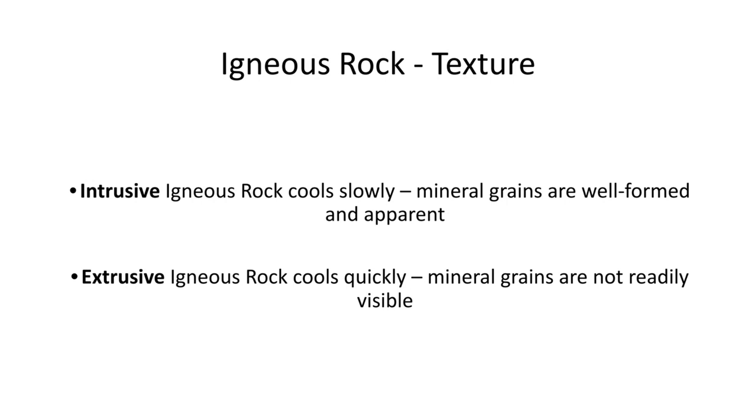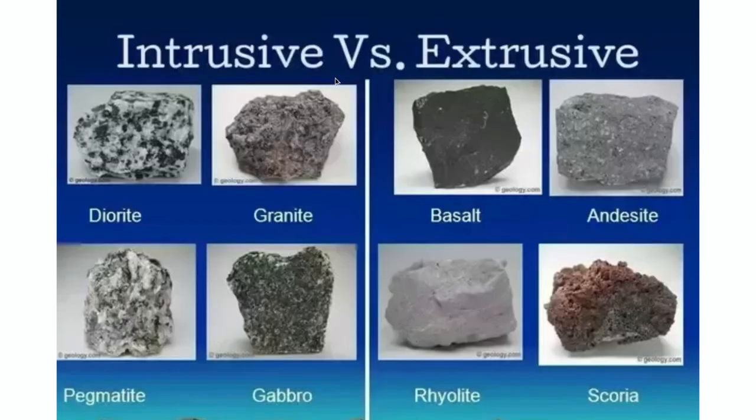Is going to lose thermal energy very, very quickly, and the mineral grains are very difficult to see without magnification. So here we have two sets of igneous rocks. Some are intrusive, some are extrusive. You can tell just by looking at the size of the mineral grain. These four over here have mineral grains or a texture that you can see without any kind of magnification.